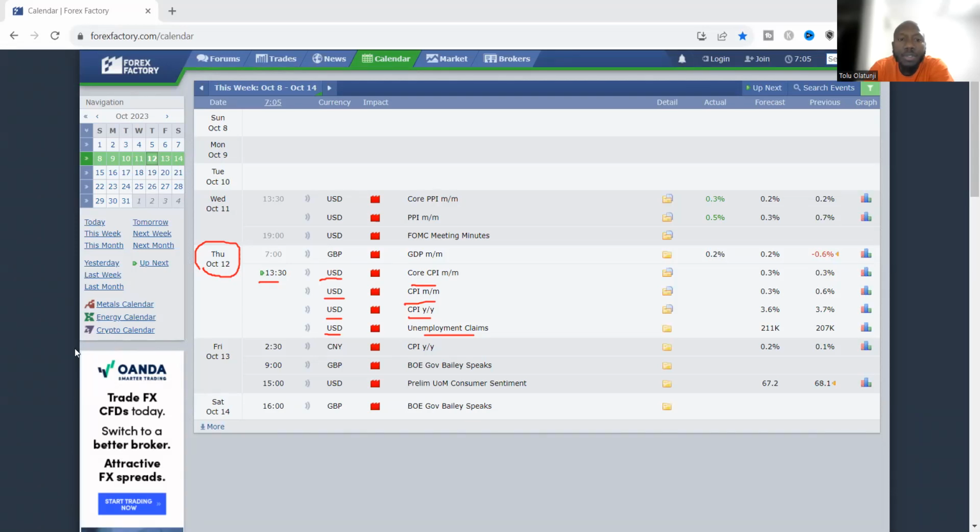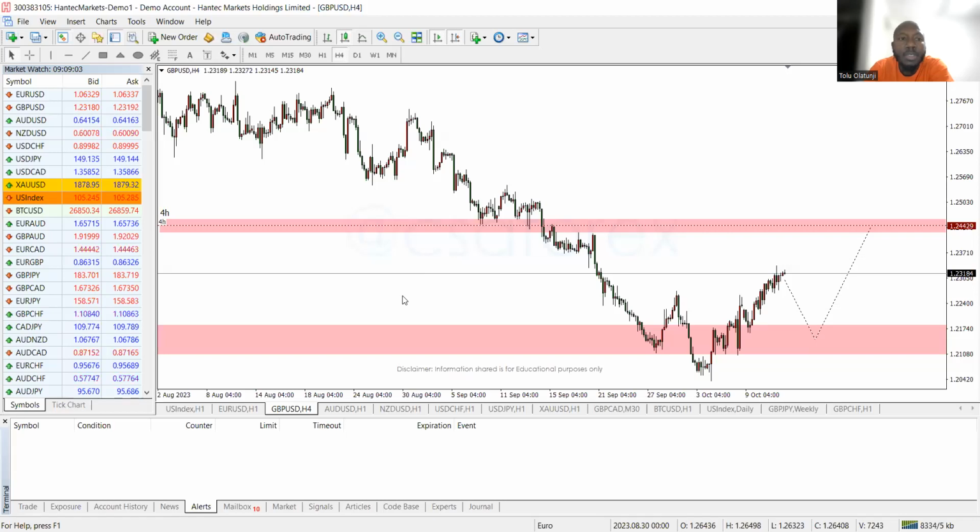Now, I want to show you something based on the charts, because since we're talking about the dollar, I'm going to tell you what we are looking at today based on the cable, the GBPUSD. We already did some analysis on the GBPUSD this week, but this is what I have for my bias from the 4 hours time frame perspective.